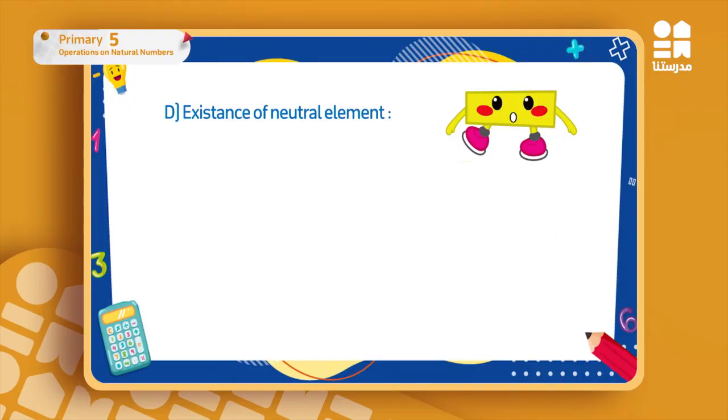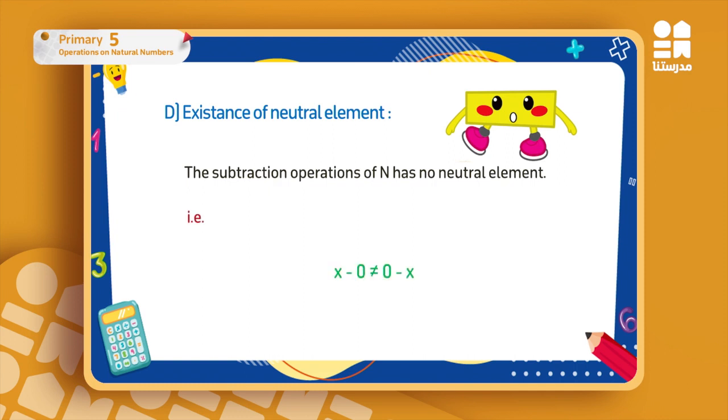Existence of neutral element. We don't have neutral elements in subtraction in N, because x minus 0 is not equal to 0 minus x. 7 minus 0 is 7. 0 minus 7, later on we'll take it, it's negative 7. So it's not working. We'll go back to our place to take one example before we finish our session today.